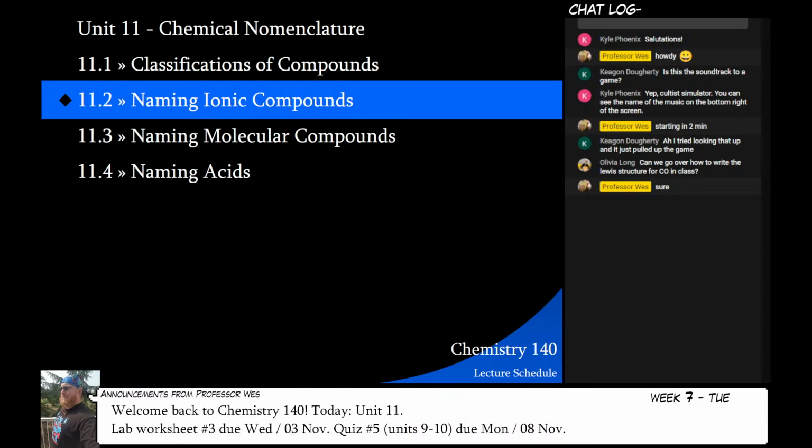So down below, you can see the lab worksheet number 3 is due on Wednesday. That's tomorrow. Make sure you get that in before the deadline. Closing date is Thursday. You get 24 hours past the due date. And then quiz number 5, which is units 9 and 10, is due next week on Monday. And do note that there will be a quiz for unit 11, which will be due next week on Tuesday.